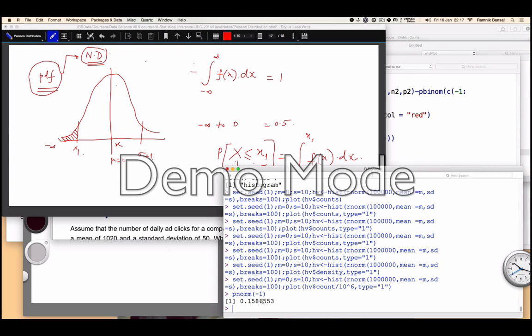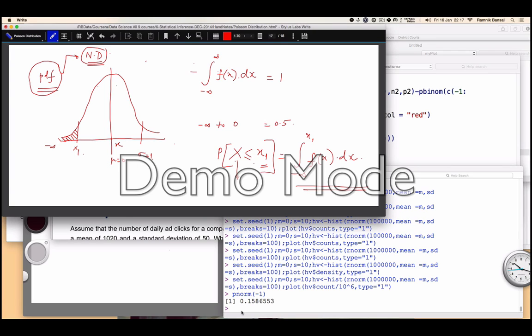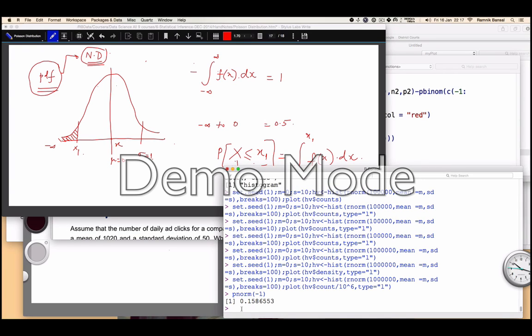Now, what is the probability of +1 then? Can you tell me? If you know the probability of -1, what's the probability of +1? pnorm for +1.